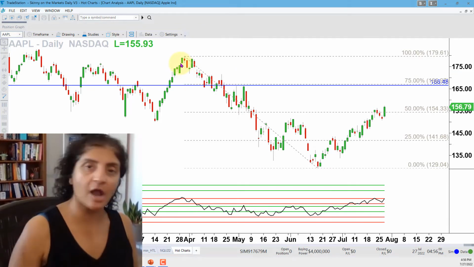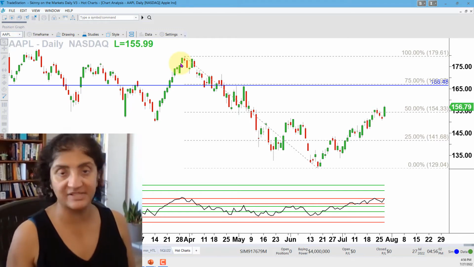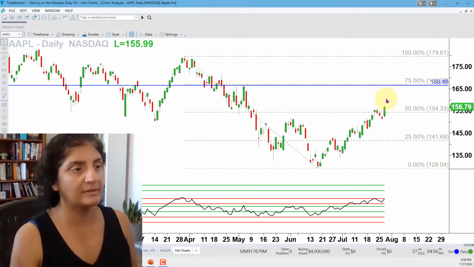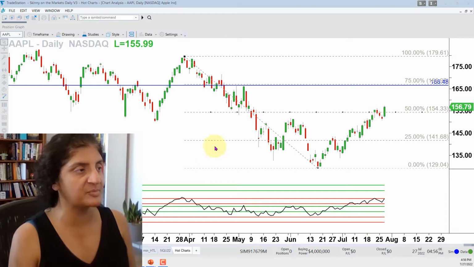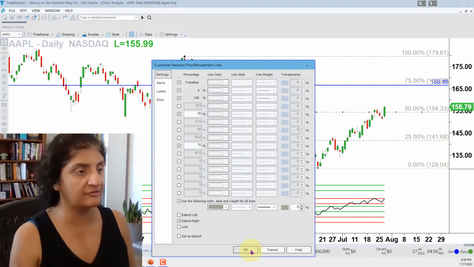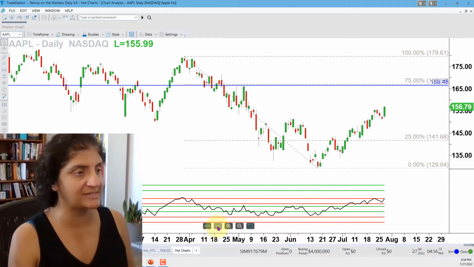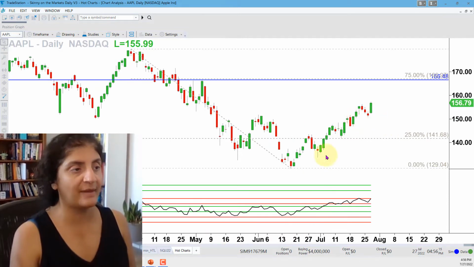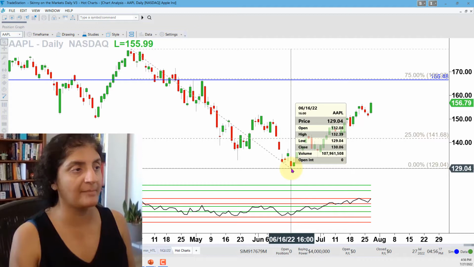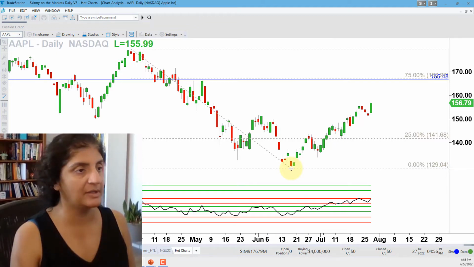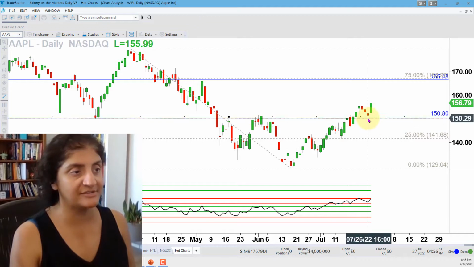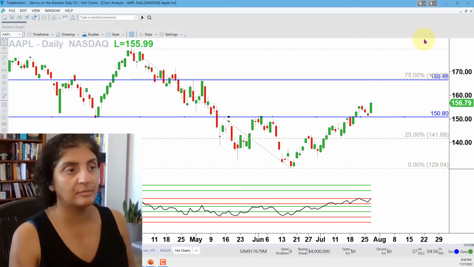All right, so I've been talking about the upside on Apple. What about potential downside? Well, if we just remove this 50% line so that we don't get confused by cluttering the chart, and we zoom in here to a little bit more recent price action, you can see that we are heading higher. We are coming off of this June 16th low. And the most recent low that's now been established is yesterday's low as an important price low.